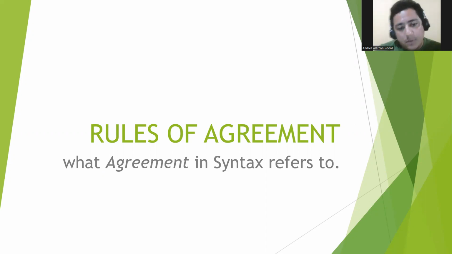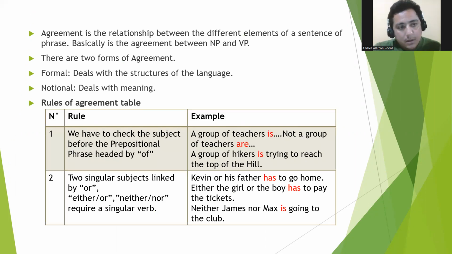And I'm going to talk about the rules of agreement, basically what agreement in syntax refers to. Well, agreement is the relationship between the different elements of a sentence or phrase. Basically, it's agreement between noun phrase and verb phrase. There are two forms of agreement: the formal one that deals with the structure of the language, and the notional which deals with meaning. So now I'm going to explain in detail the rules of agreement by using this table.